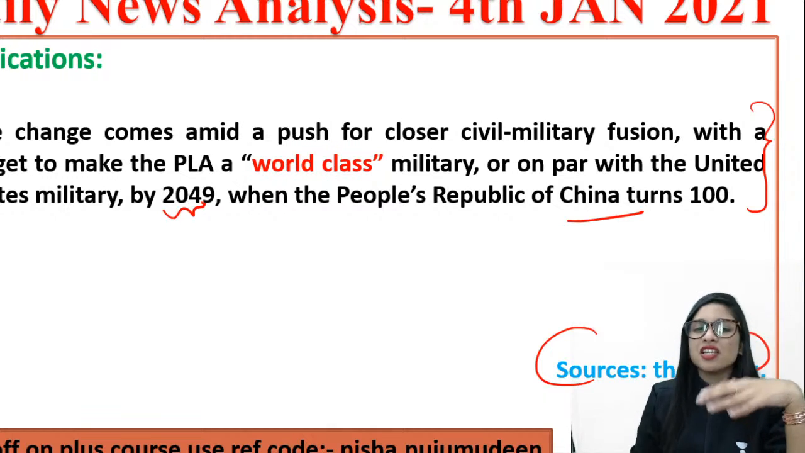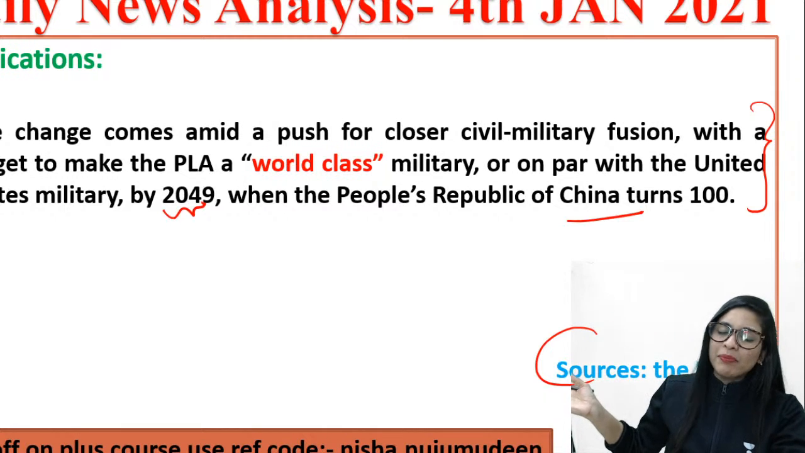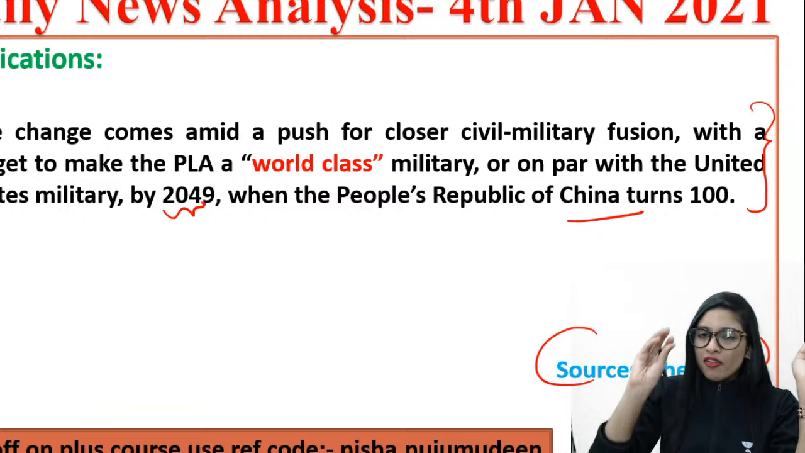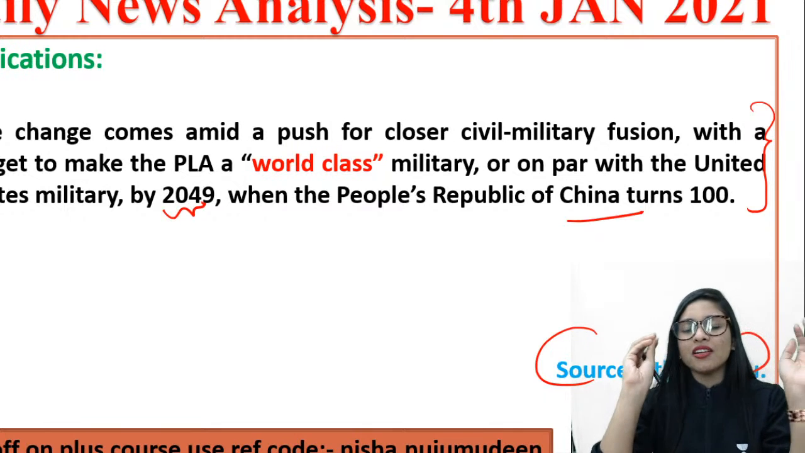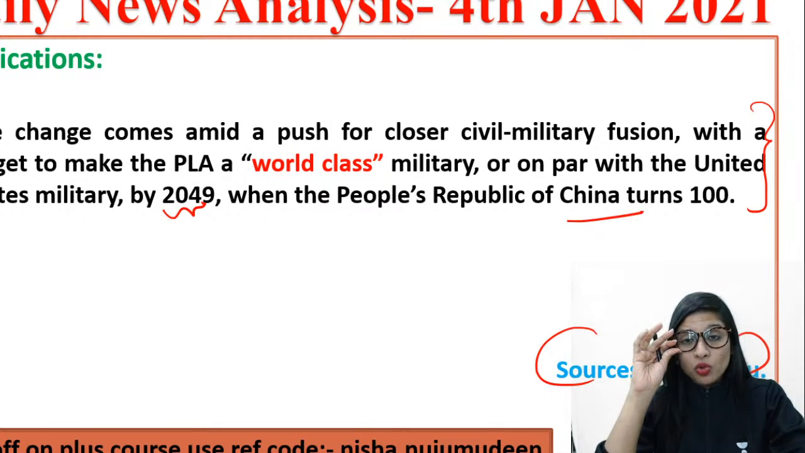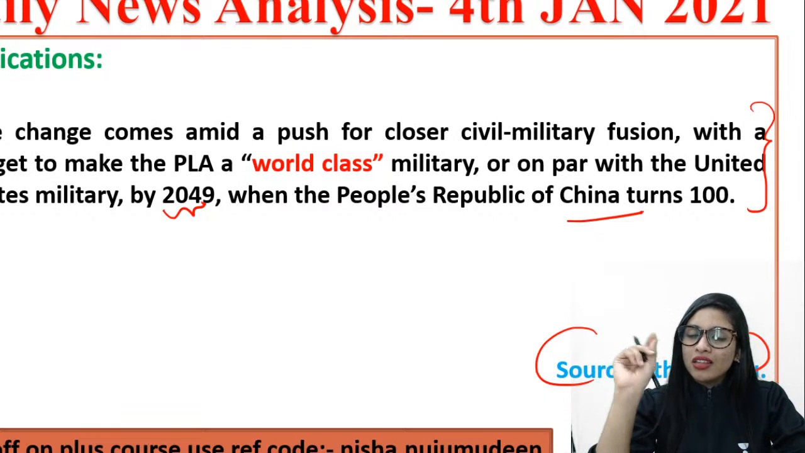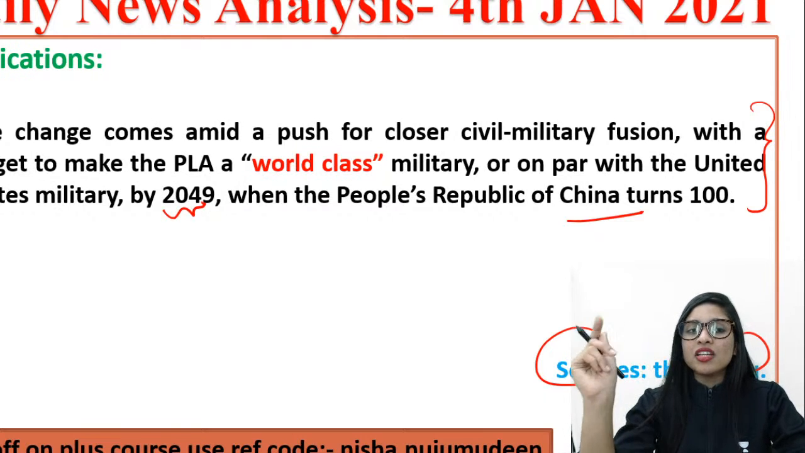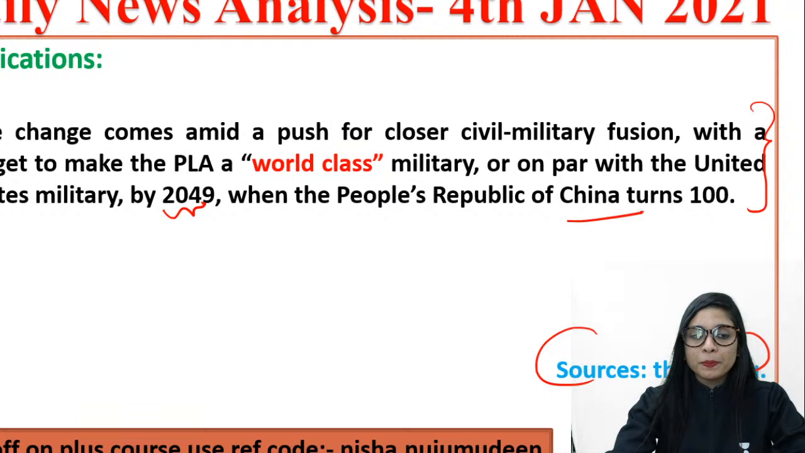So this much is enough, guys. In your paper, huge, big paragraphs will be given. Nothing is required. From those points, I have taken a very short, to-the-point note for you. Learn these notes, learn the keywords, and start connecting them with the remaining perspectives. Clear?